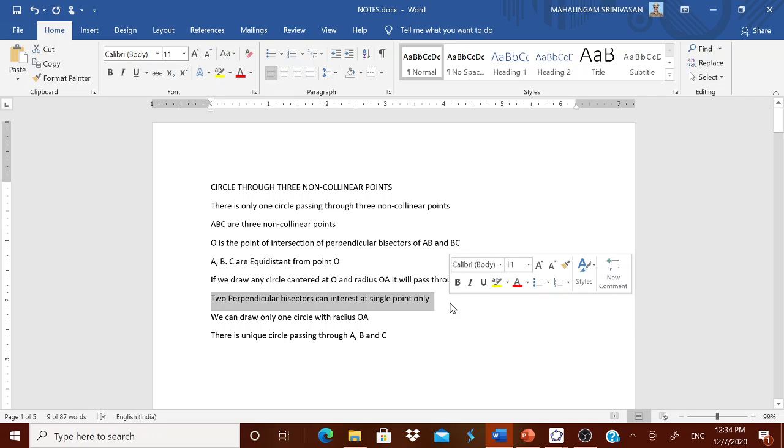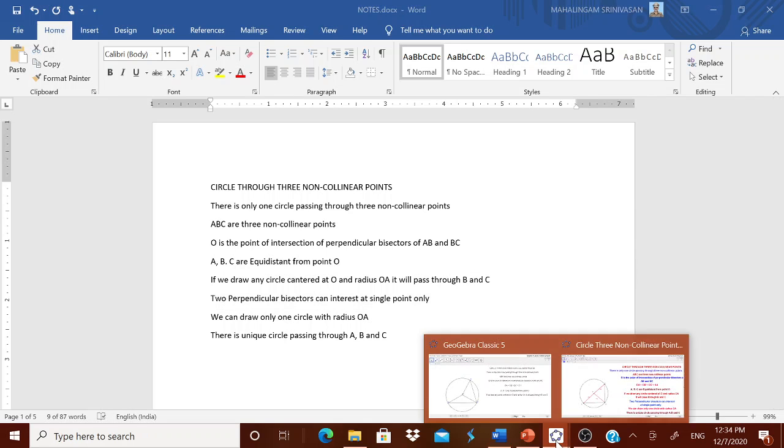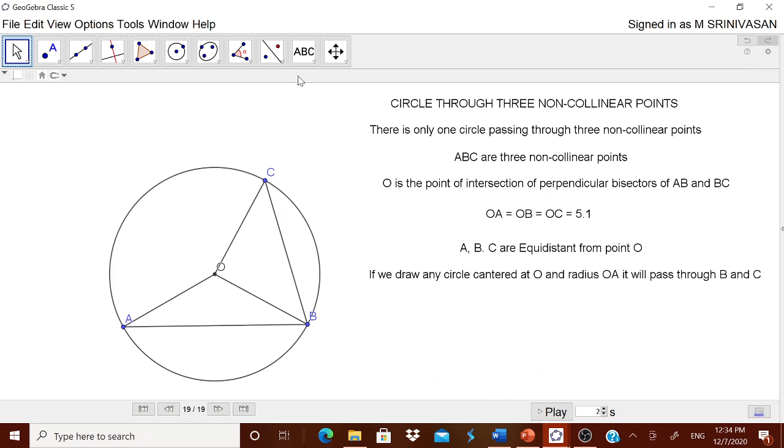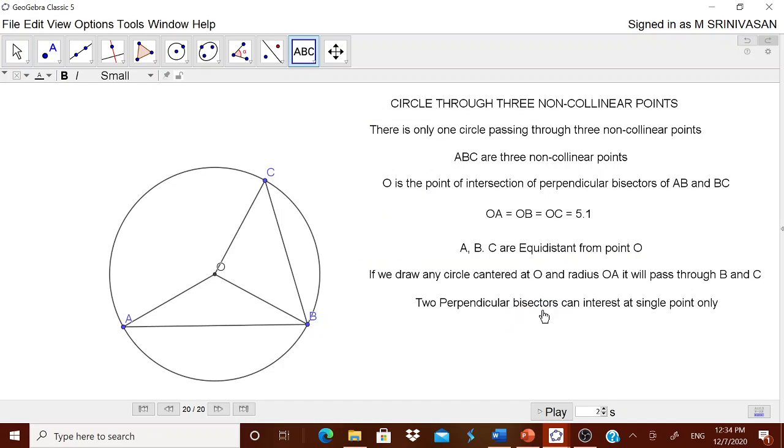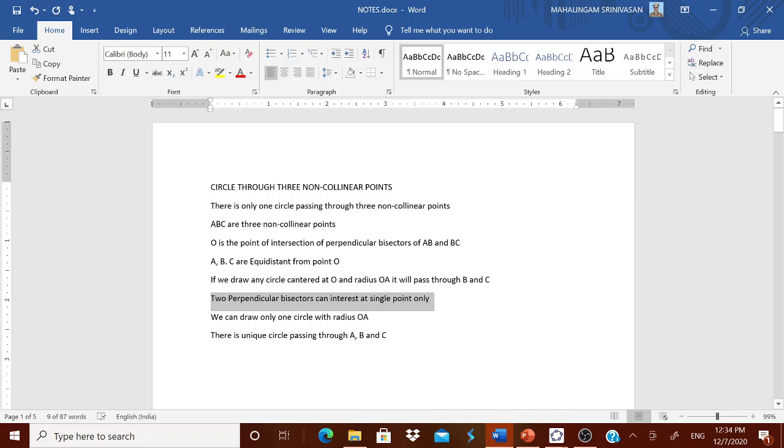Now, actually, what is this O that we have got? It is actually the meeting point of the two perpendicular bisectors. Therefore, we will declare that two perpendicular bisectors cannot intersect at two different points. They have to intersect at a single point only. Therefore, the same declaration continues.